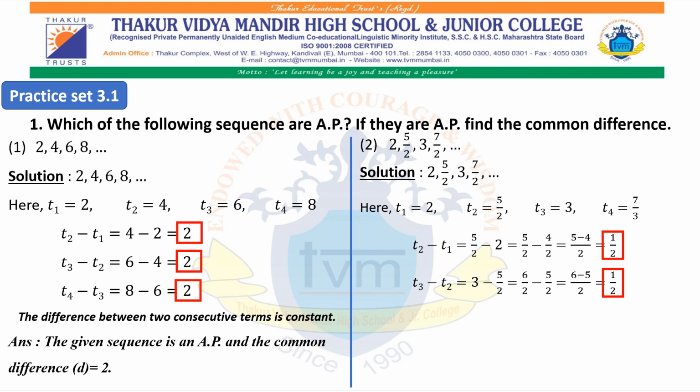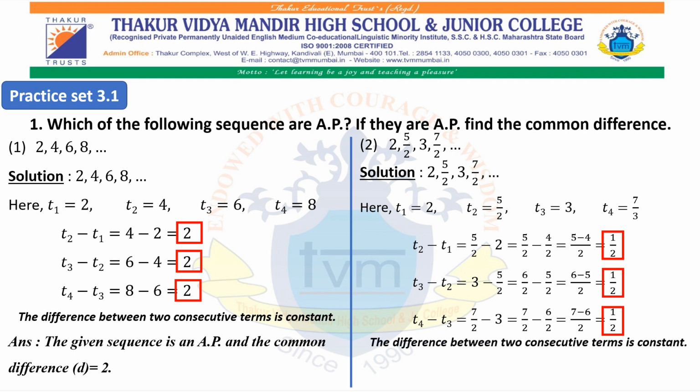Here also the difference remains the same. Now let us find out the difference between the fourth and the third term. We will write T4 minus T3 equals 7 upon 2 minus 3 equals 7 upon 2 minus 6 upon 2 equals 7 minus 6 upon 2 equals 1 upon 2. In all the cases, the common difference comes the same, constant. Therefore, we will write the difference between two consecutive terms is constant. Therefore, our final answer will be the given sequence is an AP. And what is the common difference? The common difference is 1 upon 2.